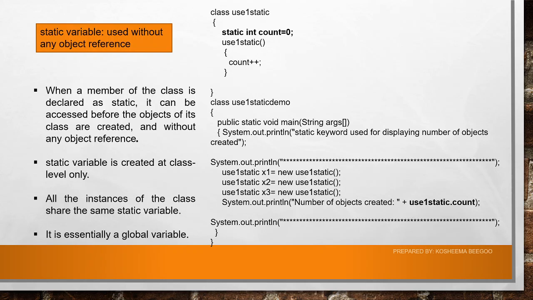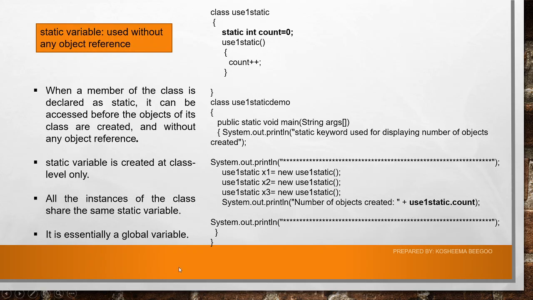So the first thing you need to know is when a member of a class is declared as static, it can be accessed before the objects of its class are created and without any object reference. It's created at class level only. All the instances of a class can share the same static variable, and it is essentially a global variable.